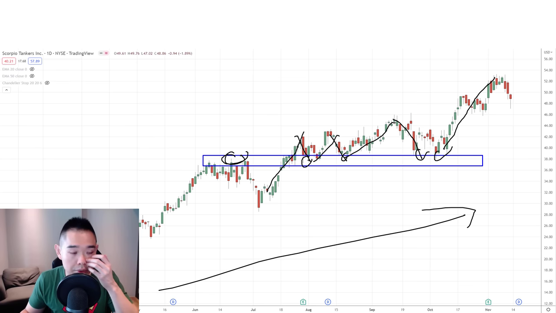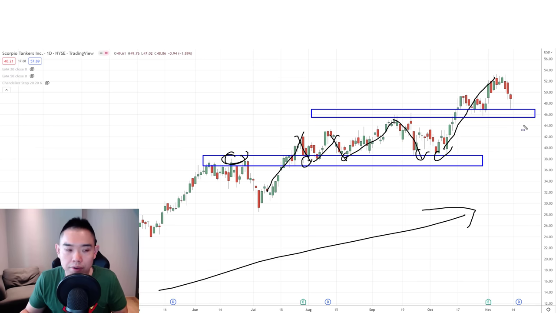Another area of support that you can see is this one over here. Why is this an area of support? Again, previous resistance, price broke out, retested as support, broke out, and now possibly coming to retest this area of support. So if you are looking at this chart for buying opportunities, I would want you to pay attention to these two areas, because these are areas where you can look for opportunities to get long. So this is an example of an area of value.